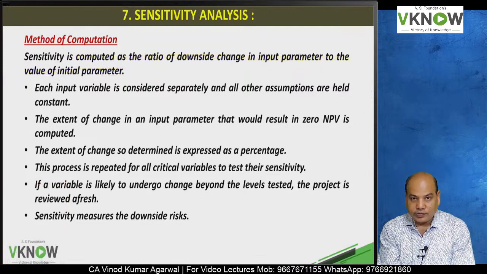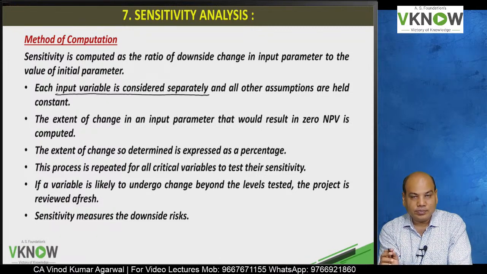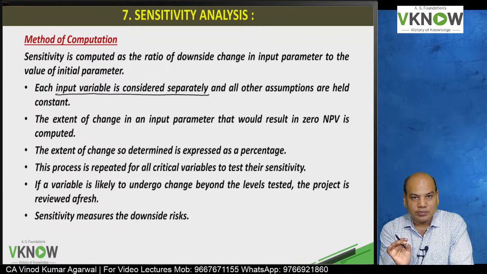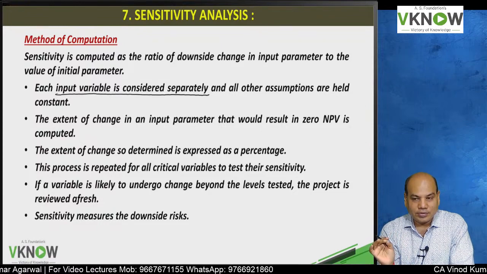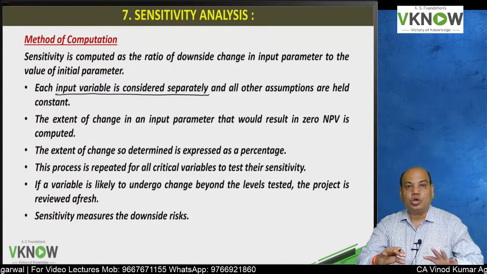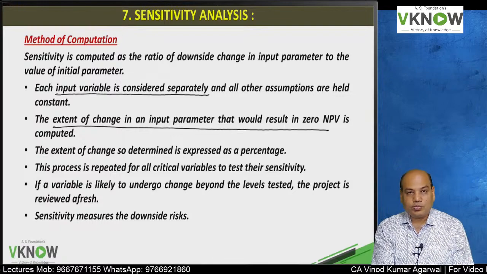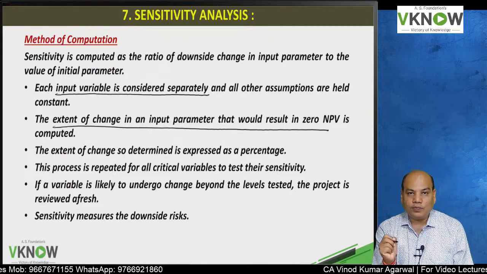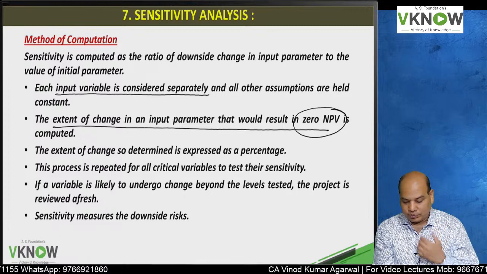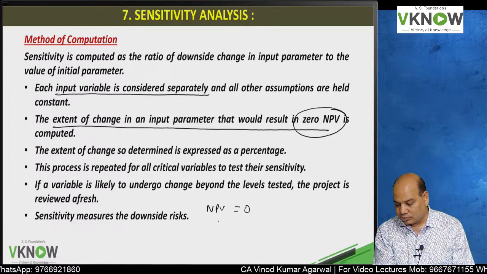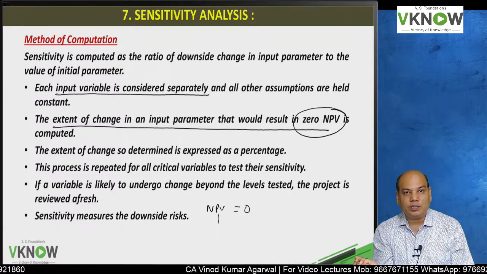In sensitivity analysis, one of the drawbacks is that we are going to test one variable at a time. If I am testing the sales quantity for sensitivity, all other variables will be held constant. That means they will be assumed not to change. Only one variable will change at a time. What we'll do, we have to find out what should be the value of that variable at which NPV will be 0. So it's a reverse working problem. NPV should be 0 and you have to find out the respective variable at which NPV will be 0.